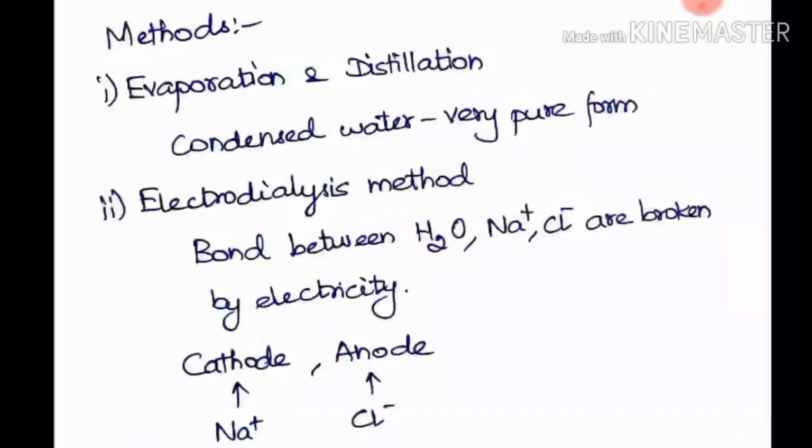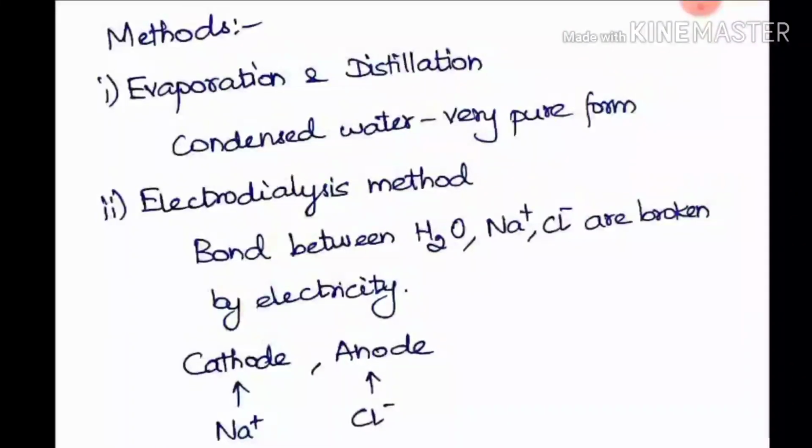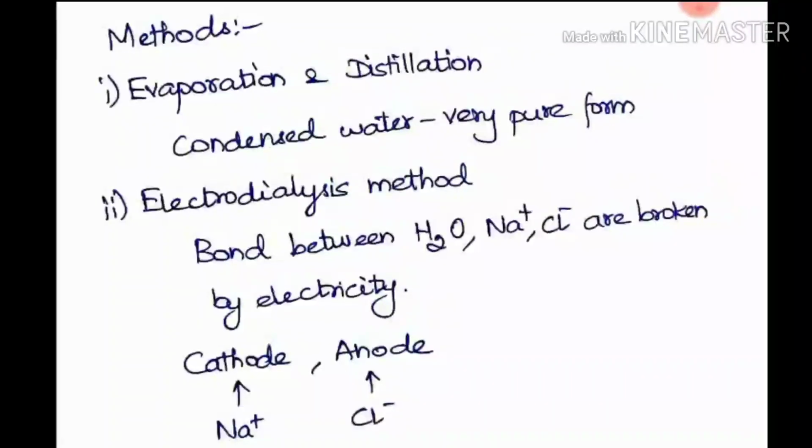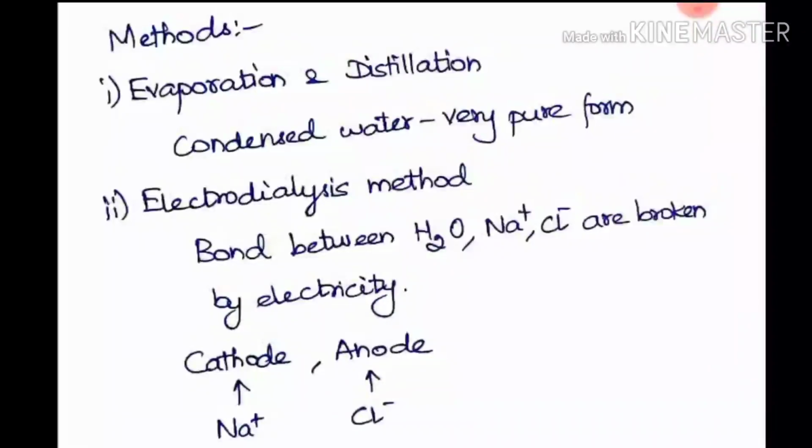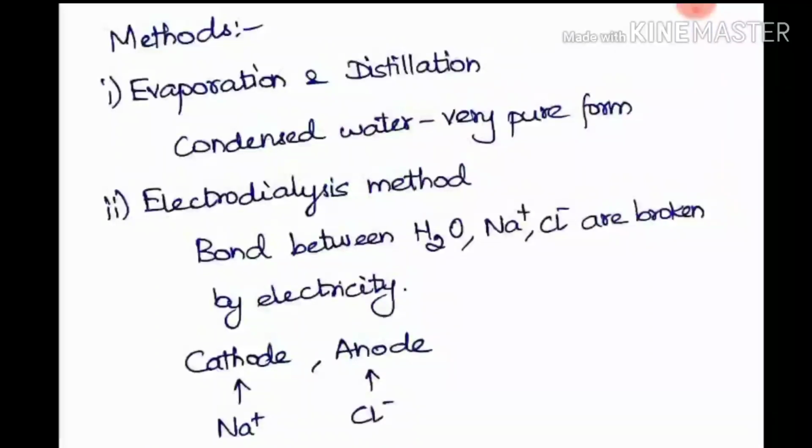Here the water has to be boiled so that the vapors will be coming. On collecting them and condensing them, we can get the purest form of water again. When the vapor is coming out, the salts will be retained in the container where we are heating. So this is the evaporation and distillation process, giving a very pure form of water.